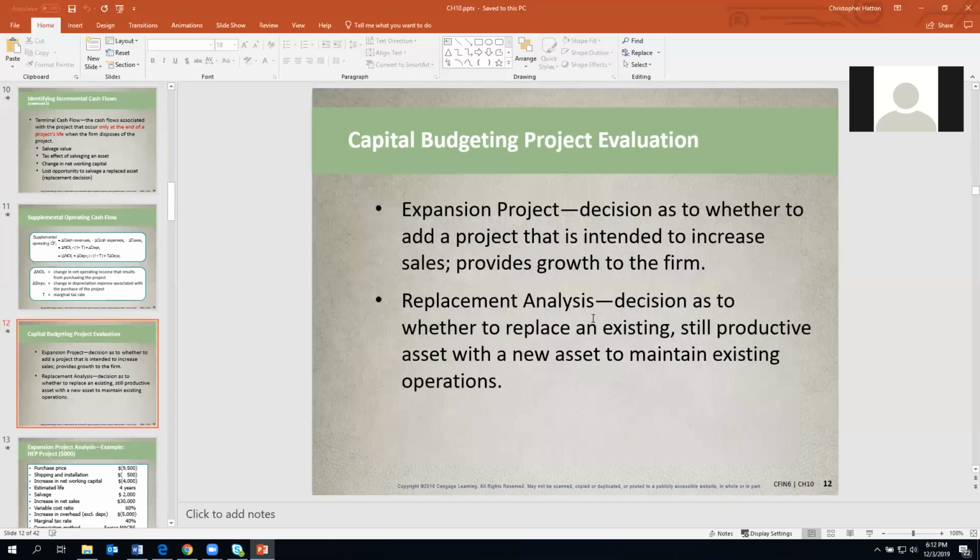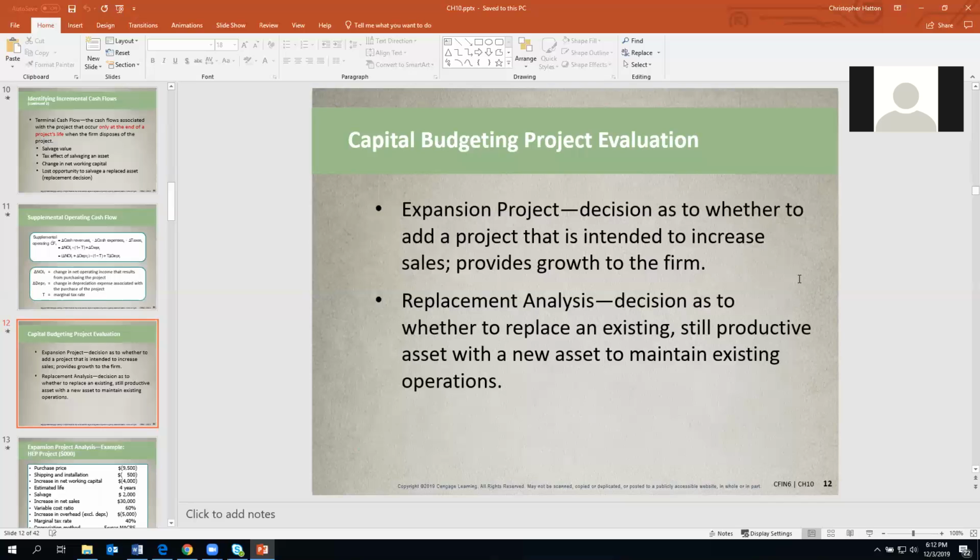All right, so now expansion and replacement specific. Expansion project: a decision as to whether to add a project that is intended to increase sales, provides growth to the firm, so that's productivity. So you're like, do we want to add in another machine, or do we want to build another manufacturing facility? So those are the type of decisions.